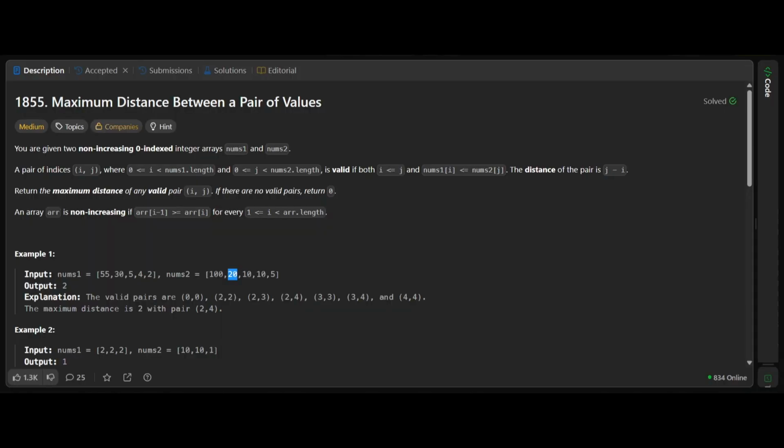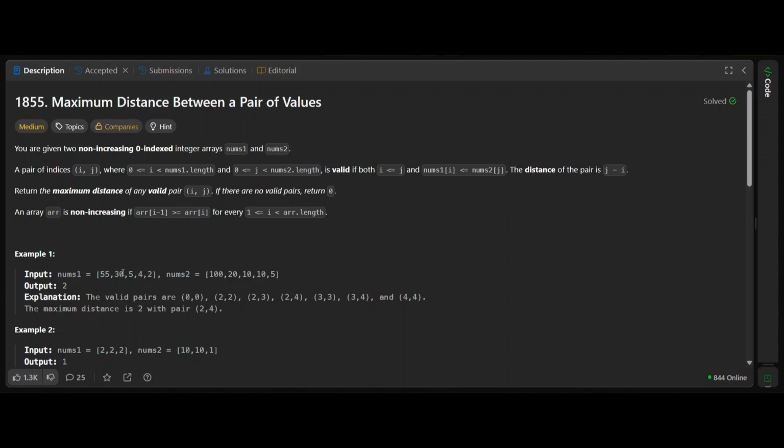Everyone, in this one we are going to solve problem 1835, maximum distance between a pair of values. In this question we have two arrays, nums1 and nums2, both non-increasing and zero-indexed, meaning values are decreasing or constant, not increasing. Not increasing means if we have 55 here, after this index we can have 55 again or a lesser value. After the 55, we will never get a value bigger than 55.